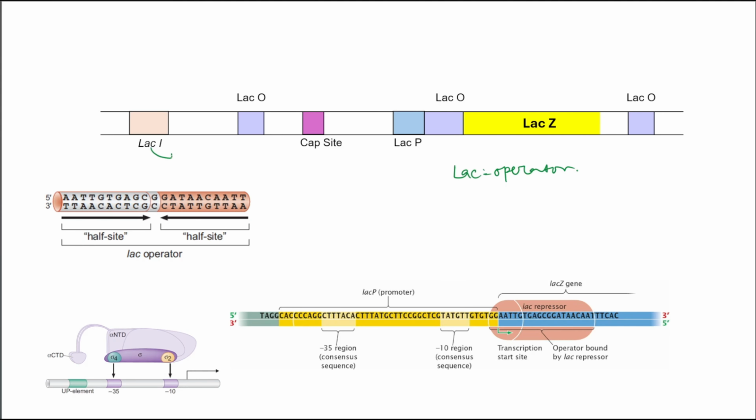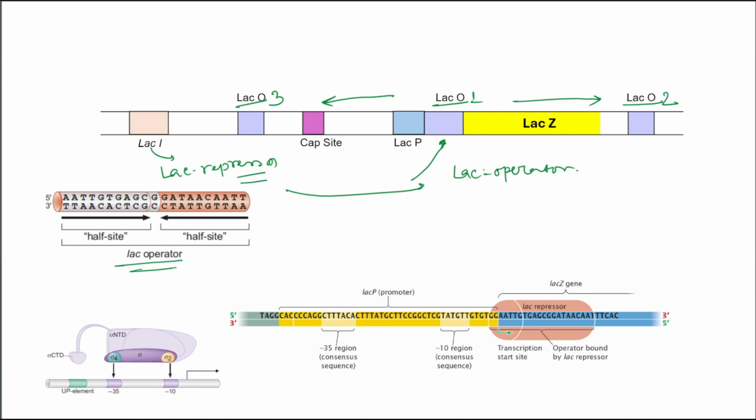The lacI gene expresses the lac repressor, and the lac repressor binds to the lac operator site. E. coli has three operator sequences: lacO1, lacO2, and lacO3. lacO1 is the primary operator, and it is the strong binding site of the lac repressor. lacO2 is present downstream of the primary operator, and lacO3 is present upstream of the primary operator. And the lac operator is a 21 base pair sequence.